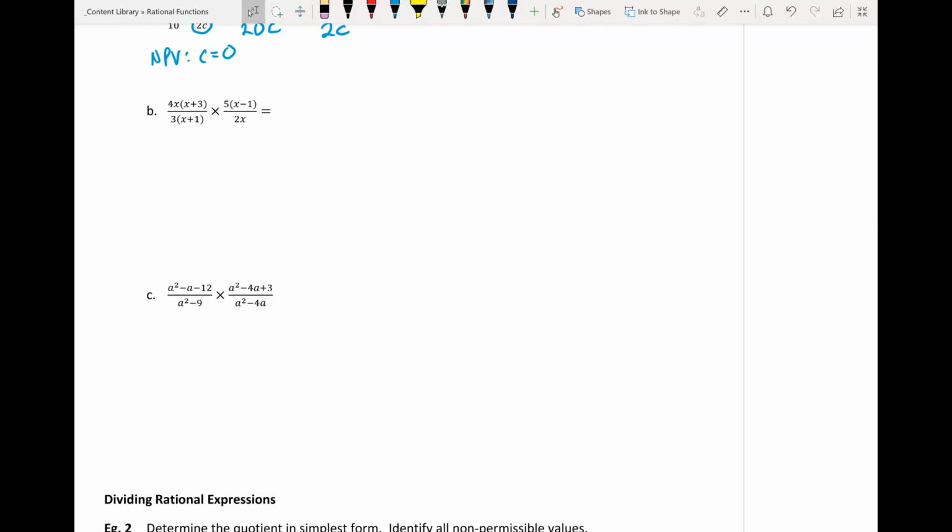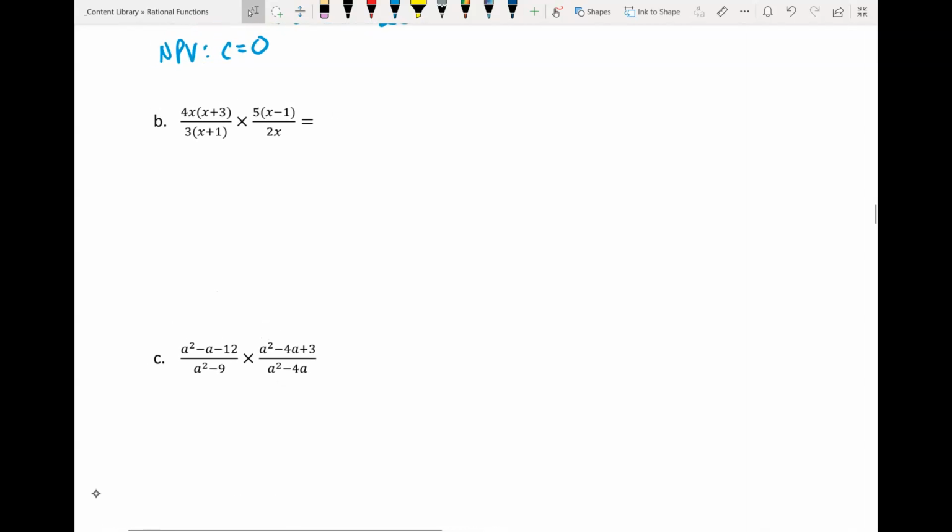For the next example, I'm going to state our NPVs first. Our first one here, in order for x plus 1 to become 0, we would need x equals -1, because -1 plus 1 is 0. Then your other NPV has to do with this 2x, and this denominator would be 0 if x is equal to 0. So those are our two NPVs.